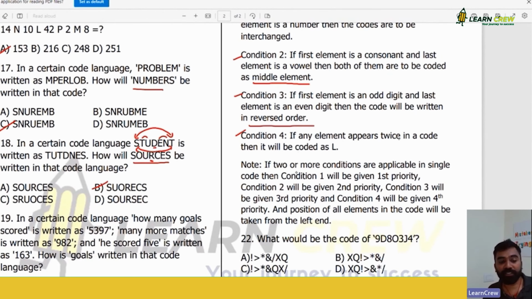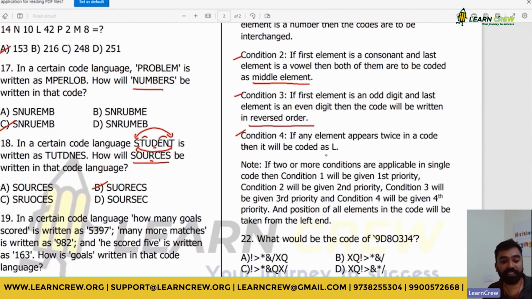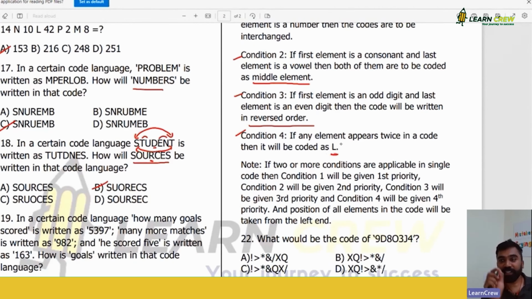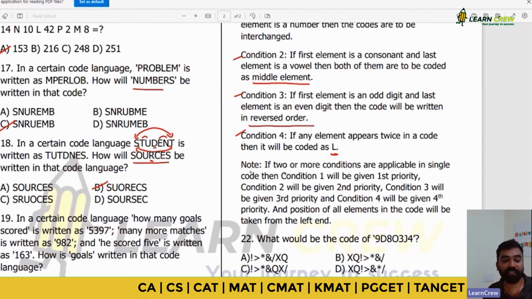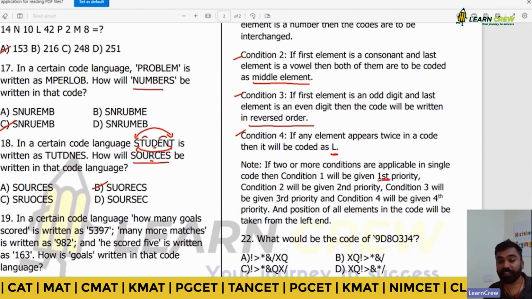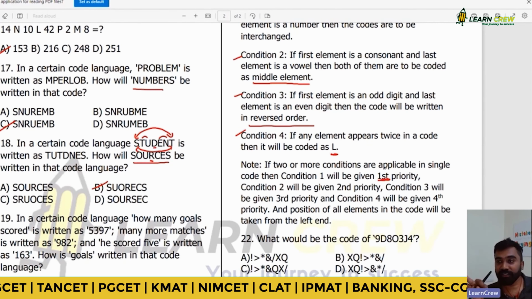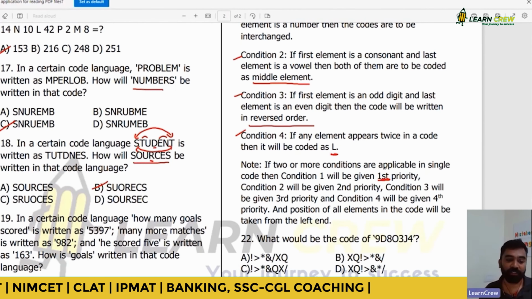If any element appears twice in the code, then it will be coded as L. If it appears twice, that will be written as LL. If two or more conditions are applicable in a single code, then condition 1 is given first priority, condition 2 second, condition 3 third, condition 4 last. This is the order of priorities.